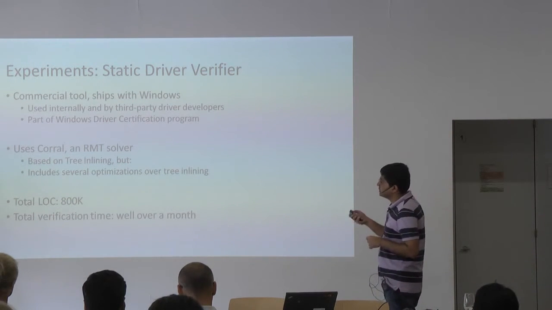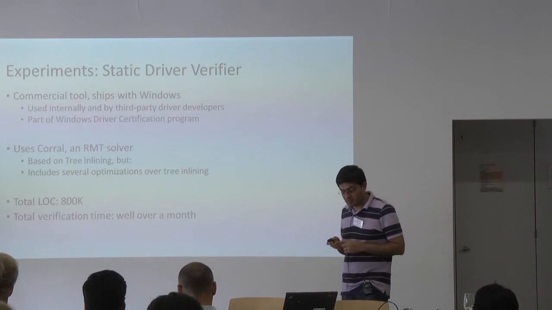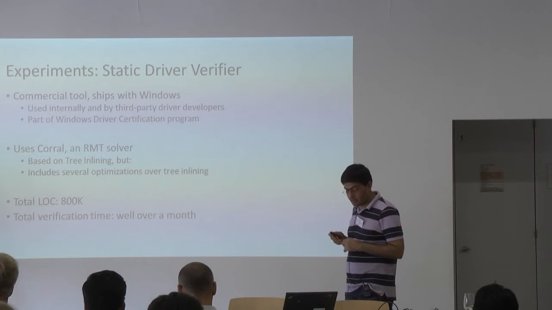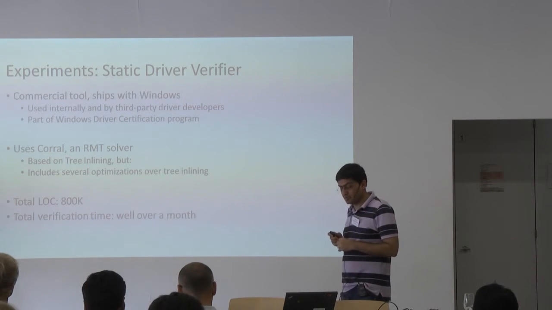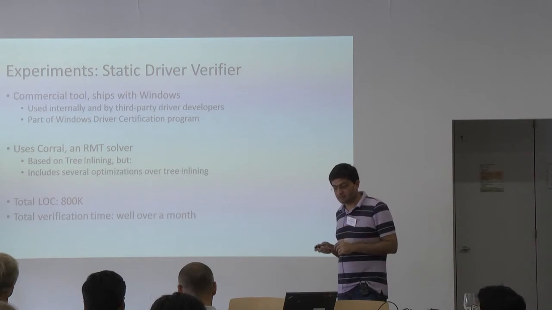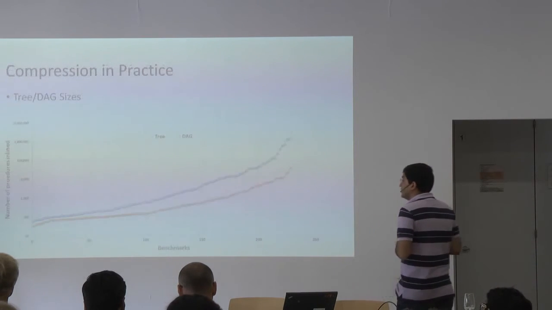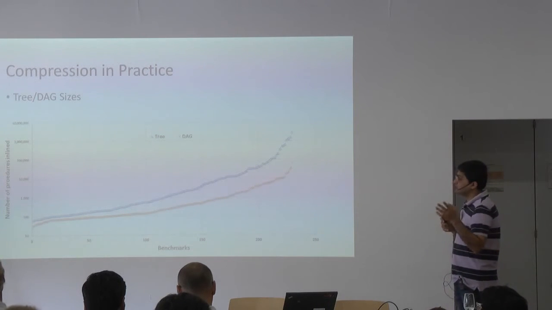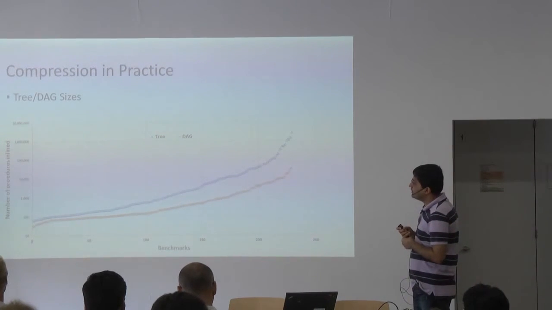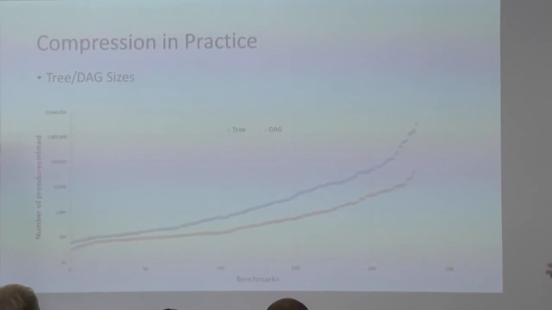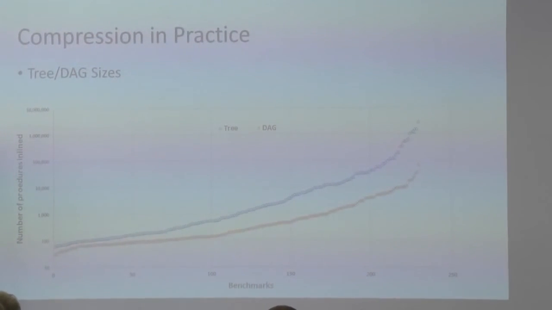One thing to note is that Corral uses tree inlining, but it uses several optimizations over tree inlining, so we compare with those optimizations in place. All the drivers we took cumulatively are about 800,000 lines of code. The time it took to generate the tables was over a month of machine time, but we parallelized, so it didn't really take a month. So this is a kind of limit comparison: if you did full tree inlining and full DAG inlining, how do the sizes compare across various benchmarks? This is log scale, so there's about one order of magnitude difference between the tree inline version and the DAG inline version. The DAG inline version can be an order of magnitude more compact.